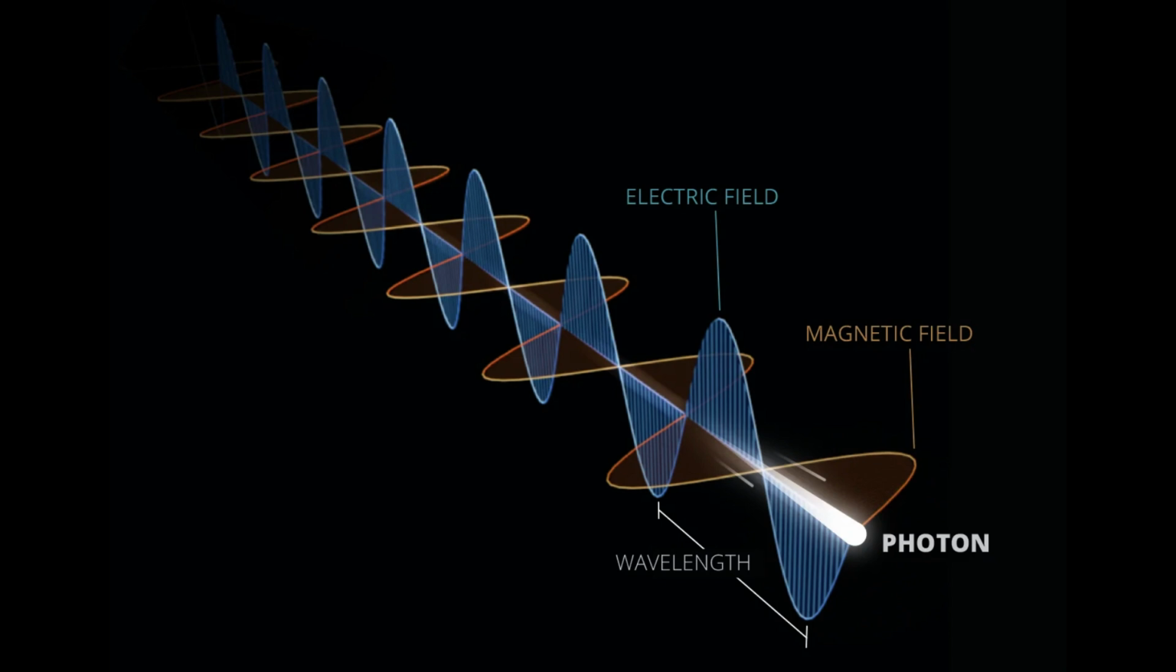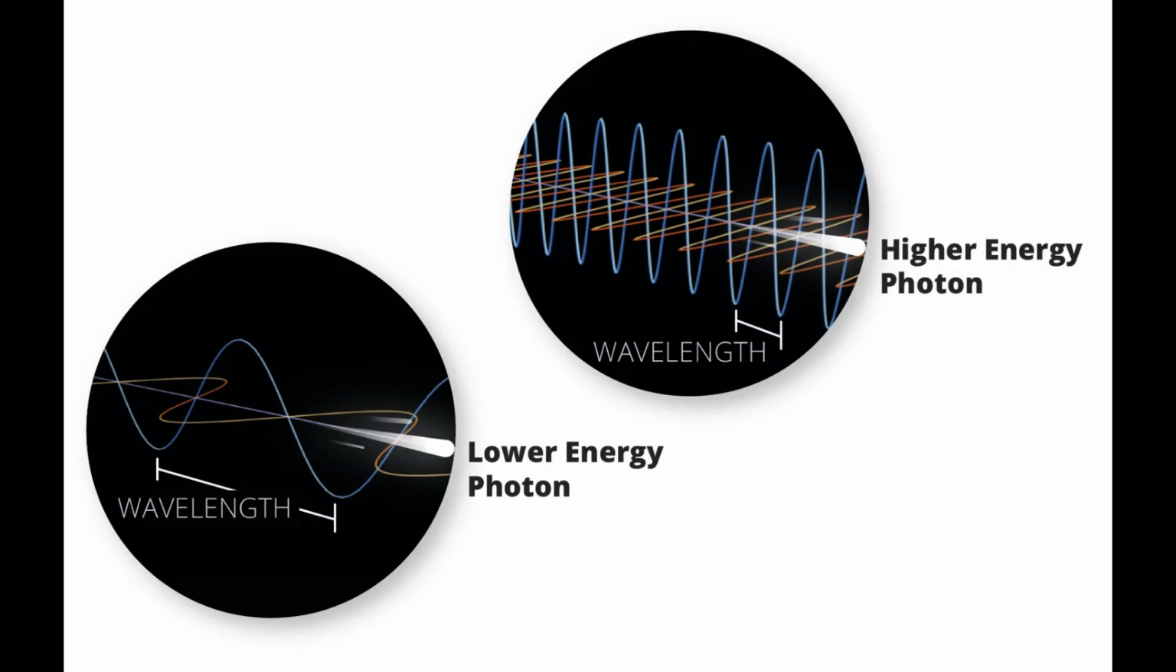Light is interesting because it behaves both like a particle and a wave. The particle part of light is called a photon. Individual photons can vary in how much energy they carry. Light is also a wave because, as a photon travels, it creates waves in the electromagnetic field. The amount of energy an individual photon carries affects the shape of the waves it creates.